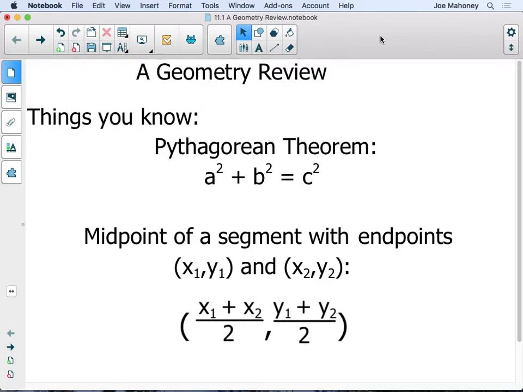All right, so we're going to start off with a little bit of a geometry review. And there's a couple things that you already know. You know the Pythagorean theorem, a squared plus b squared equals c squared. C is the hypotenuse of the right triangle, a and b are the legs.